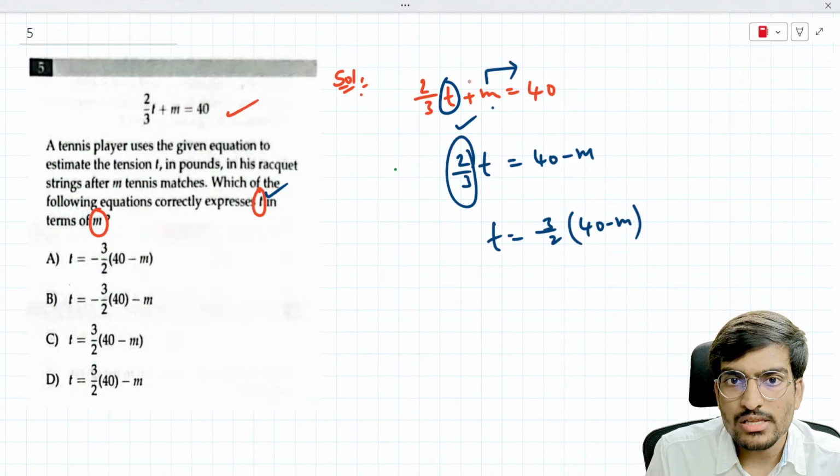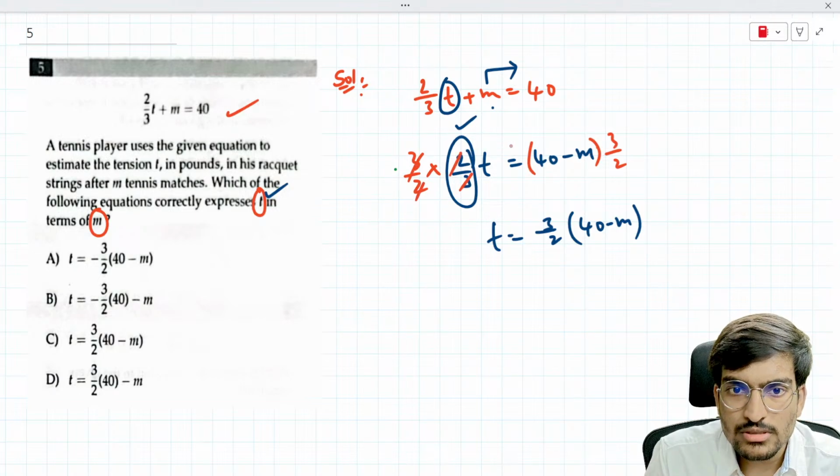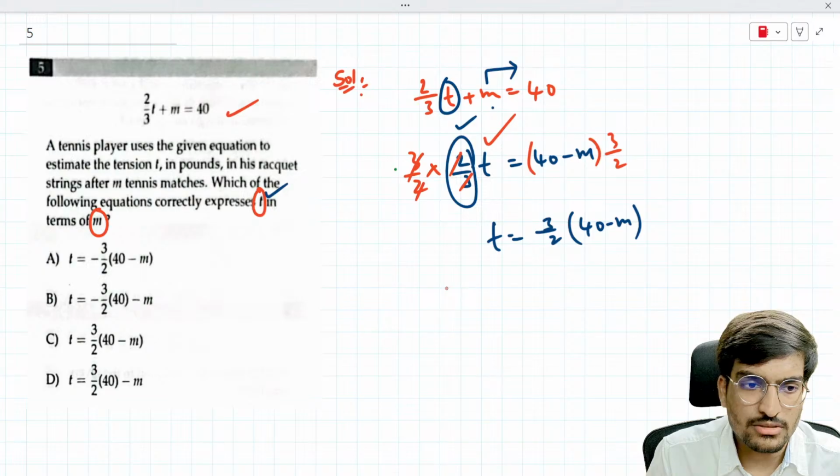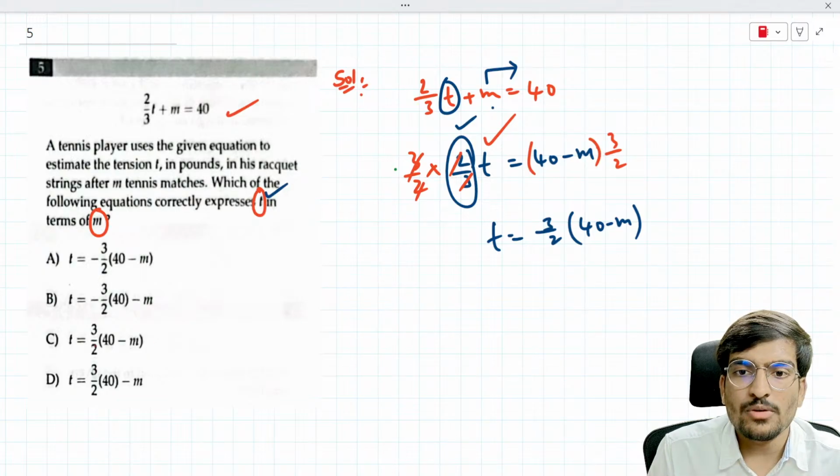Or else you can do what? Multiply by 3 by 2. Why? So that you can cross out this and you end up with the t value. So multiplying by 3 by 2, that also you can consider. I can see C is the option. Even you said the same. Yes, it is.